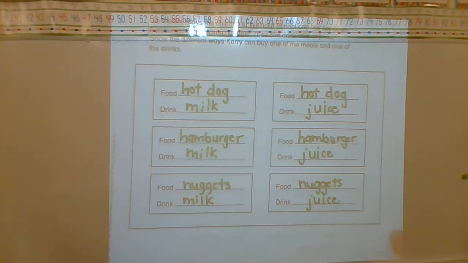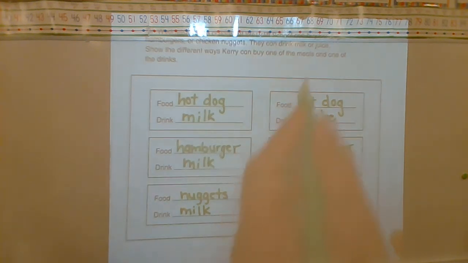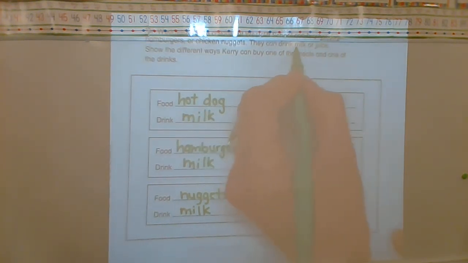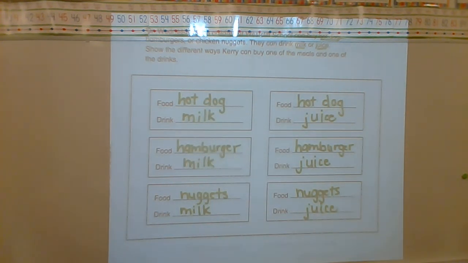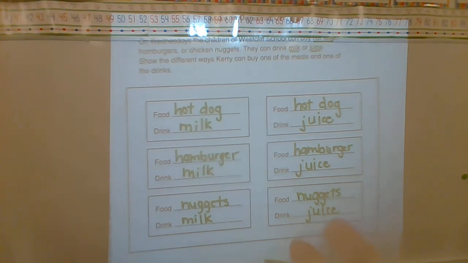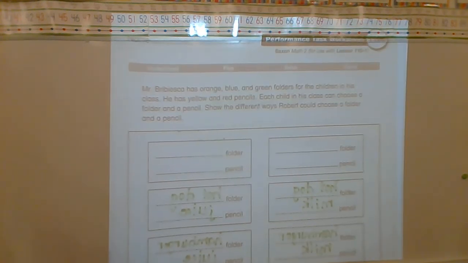No. So we solved the problem by making an organized list. We started with the first thing and did the first drink, then the second. And as we did our list, we used all our choices so we know that we are right. Now, you'll do the back part as homework.